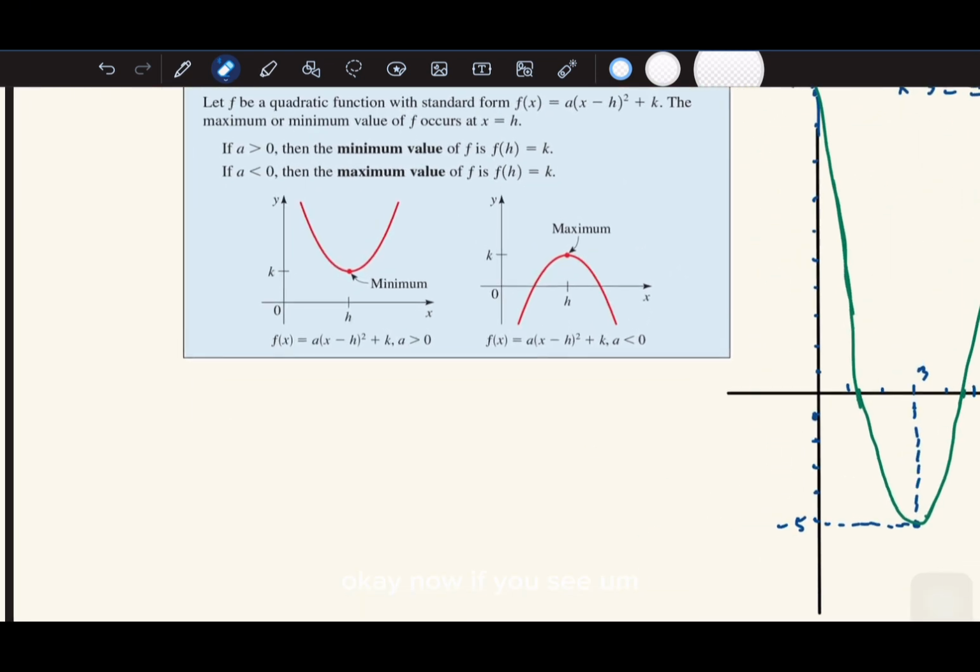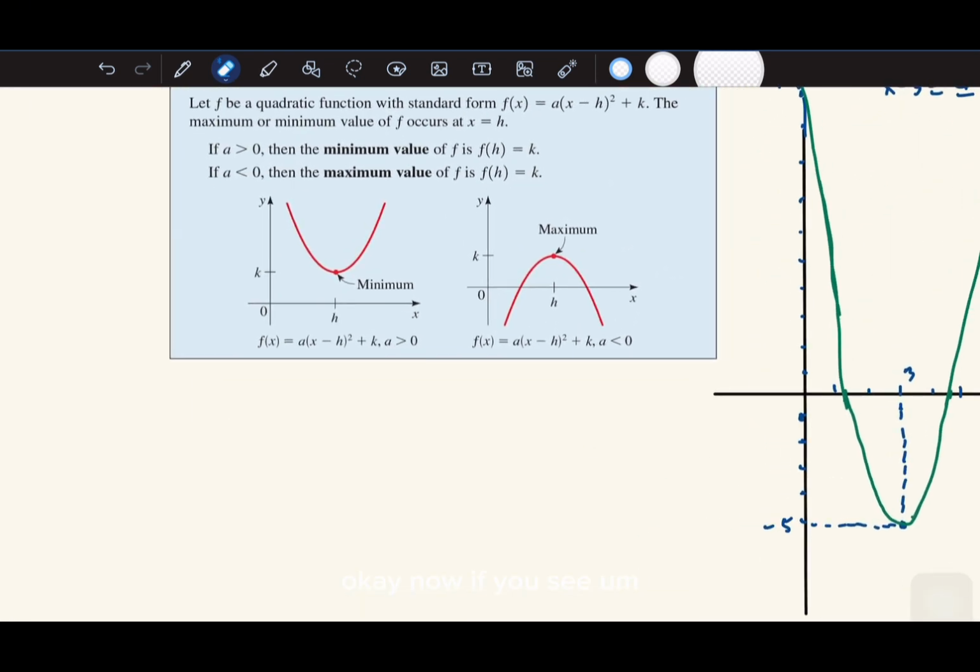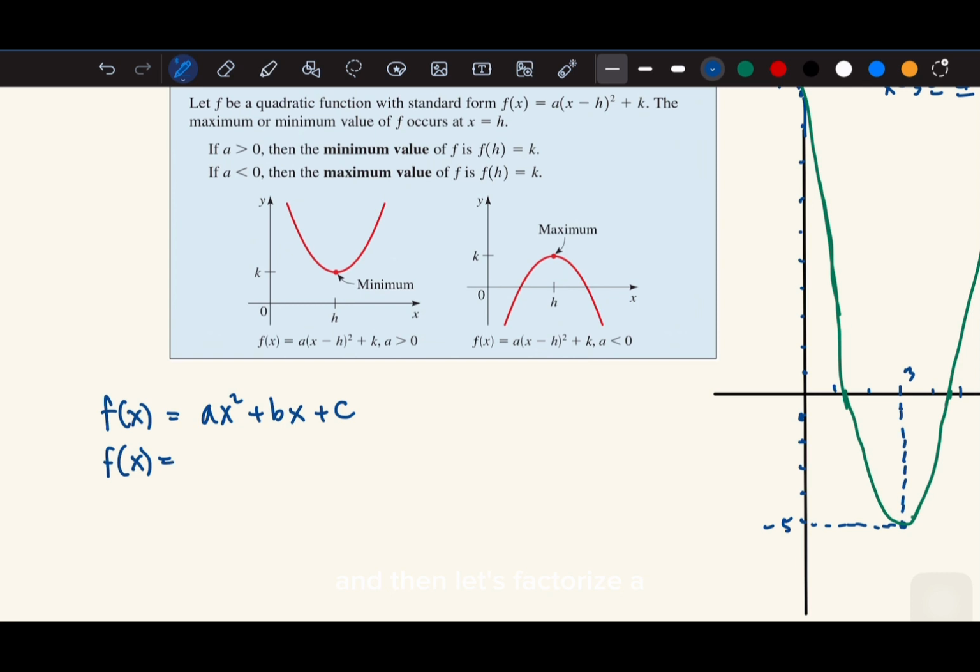Okay, now if you see the quadratic function, it's right here. And then let's factorize a. So x squared, and then we have b over a. Okay, let's make this form. Okay. And then we're forced to make a standard form like we did before, but using ABC.